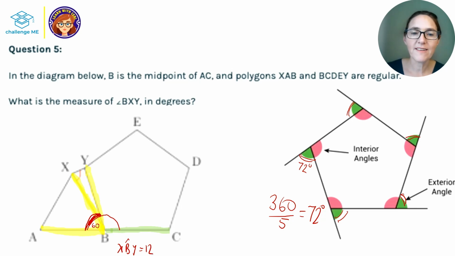And if we know that this angle is 12, then these two angles here have to be equal and total 180. So if we do 180 take away 12 and then divide it by 2, we get our answer. So we get 168 divided by 2, and so the answer we're looking for, the angle BXY, is 84 degrees. Okay, guys, so a couple of extra tips there for you about regular polygons.